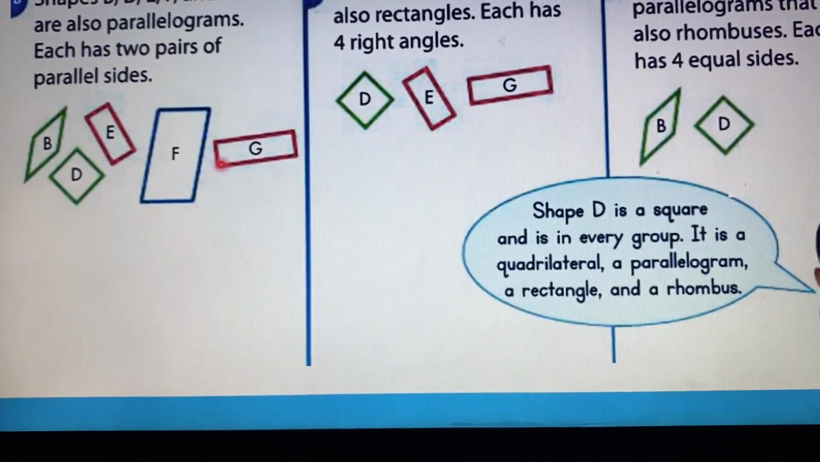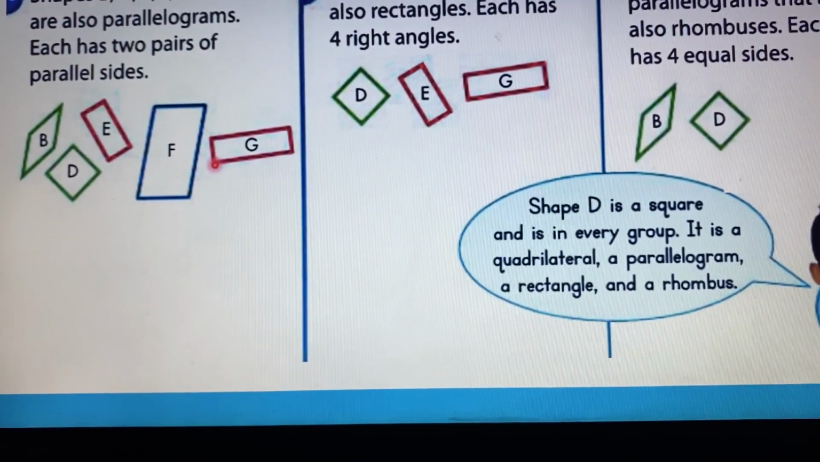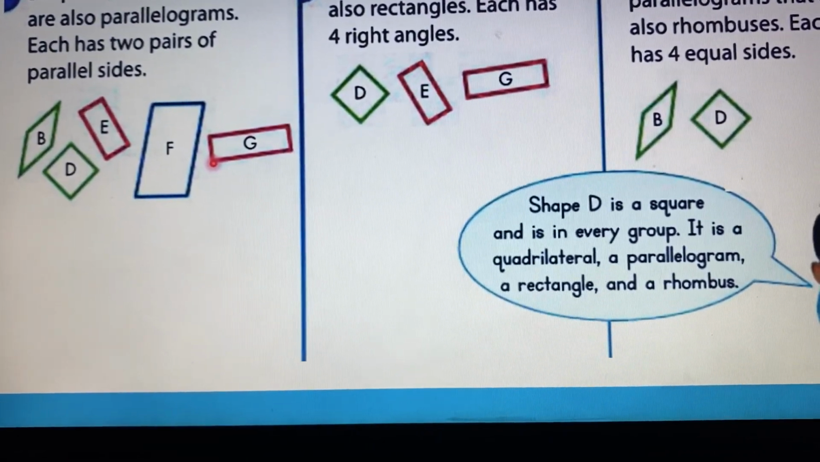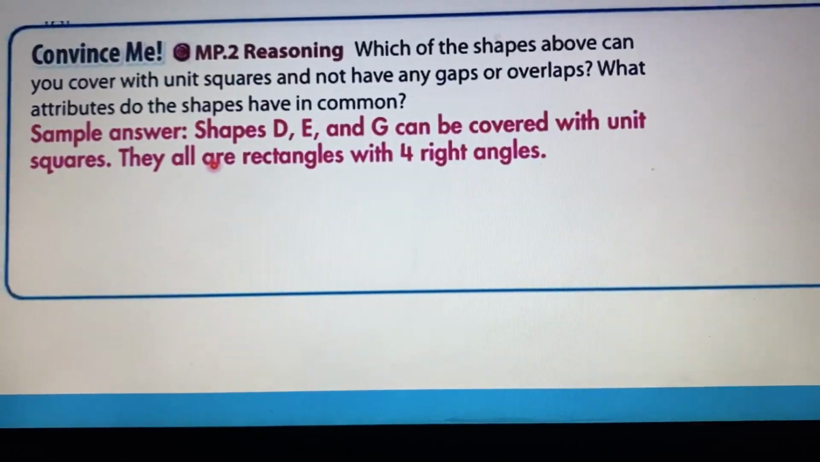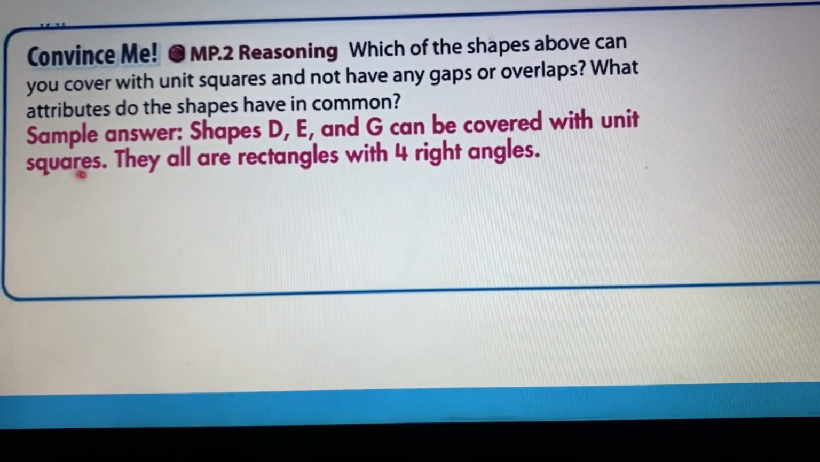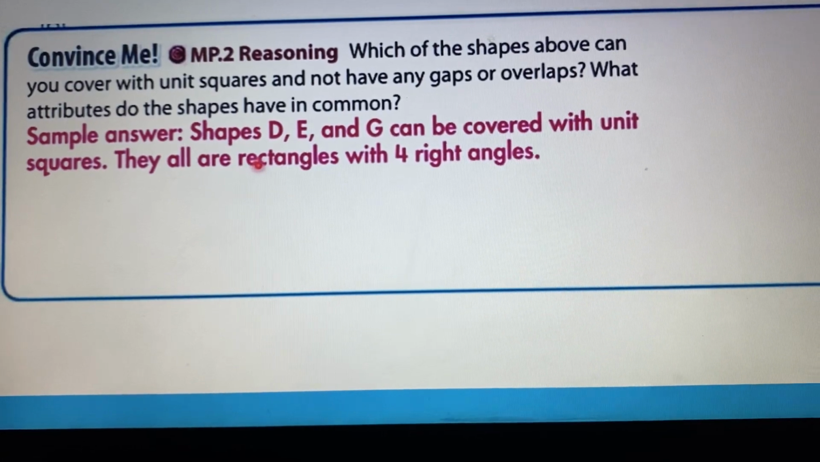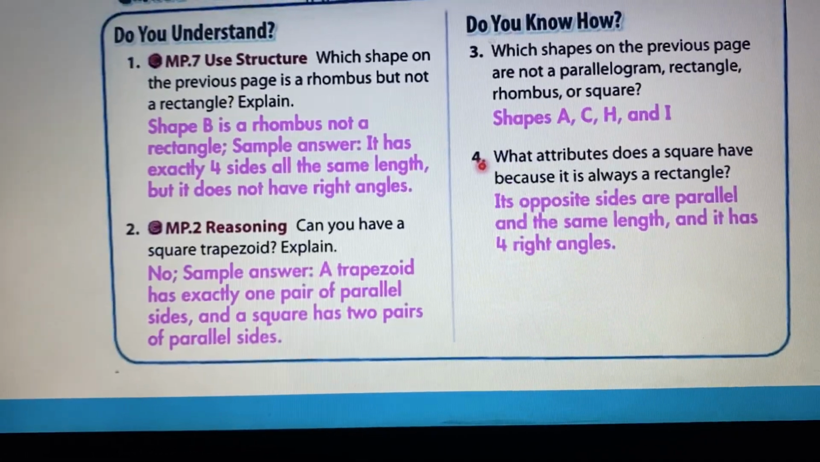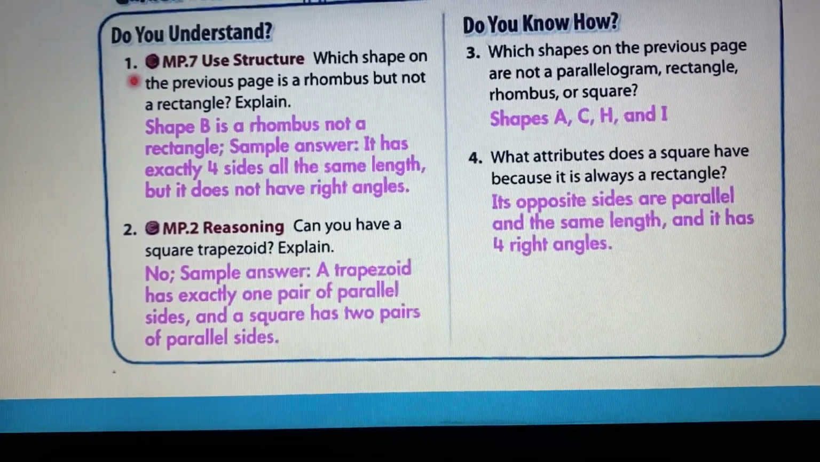But G has right angles, so it is easy for me to place unit squares inside it without having any gaps. So shapes D, E, and G can be covered with unit squares. They all are rectangles with four right angles. Do you understand?